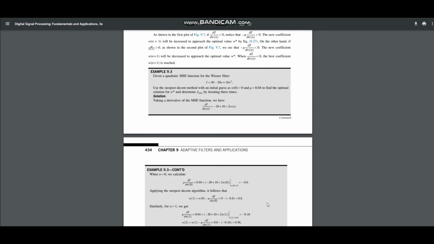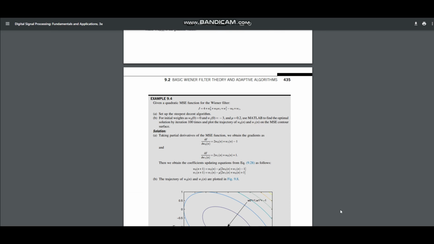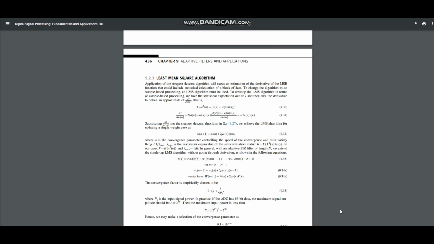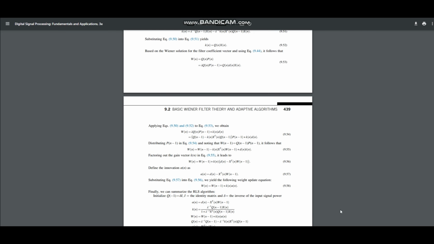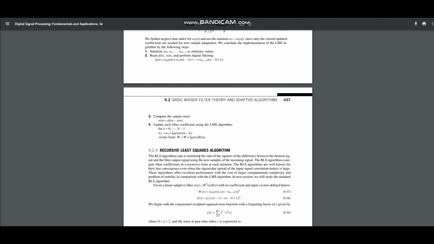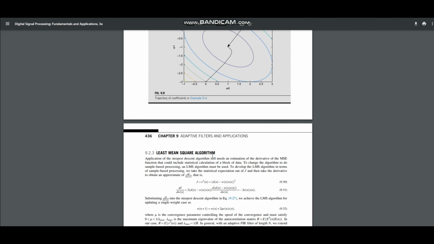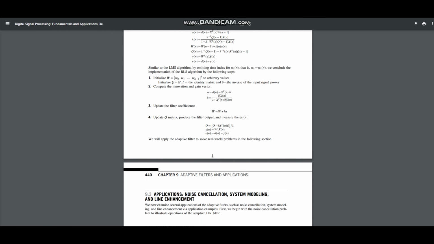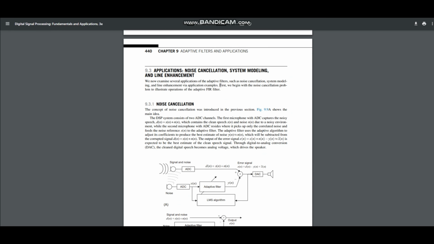Then we move on to the applications. We have already talked about the recursive least squares algorithm and the least mean square algorithm in the presentation, so we will move forward to the applications. The applications include noise cancellation, system modeling, and line enhancement. Noise cancellation basically means that we want to remove the unwanted noise from the signal while preserving the desired signal by adapting to the changing noise characteristics.